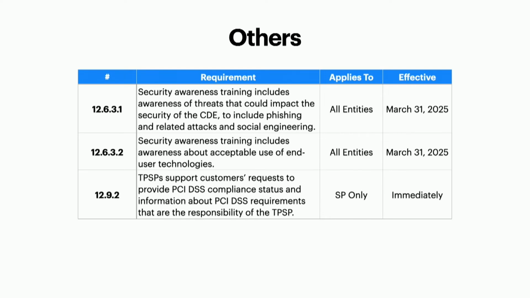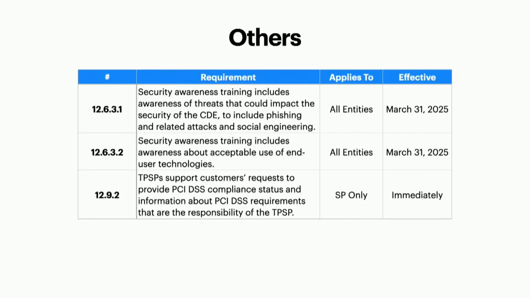And then a couple other things we mentioned, phishing and related and social engineering attacks. That's a specific call out that now QSAs will be looking for that within your training. And then training about acceptable uses of end user technologies. So that was always kind of called out in the acceptable use in requirement 12. Now they're calling that for the training annually as well. And then third-party service providers support the customer's requests. Whenever they're asking about their compliance, you need to respond to them.